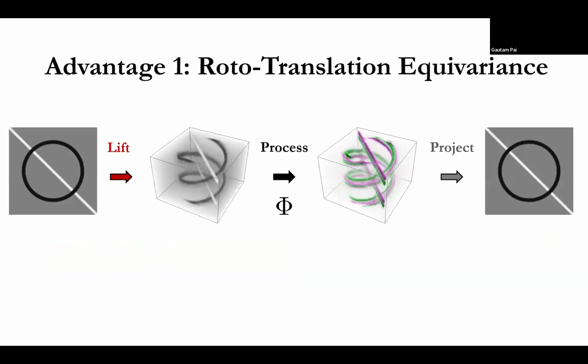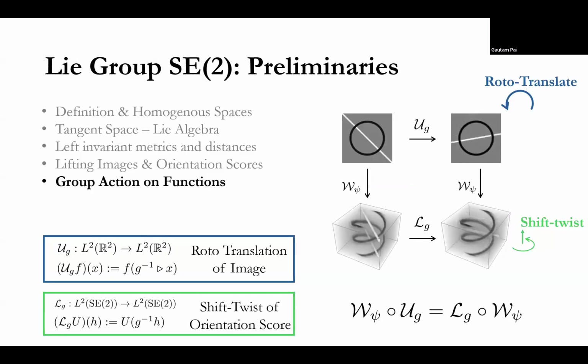So you start from an image, from R2 to R, and so at the end, when you do the lifting, you get something which is M2 to R. So M2 is the space of positions and orientations. So it's a three-dimensional space. Yes. Right.